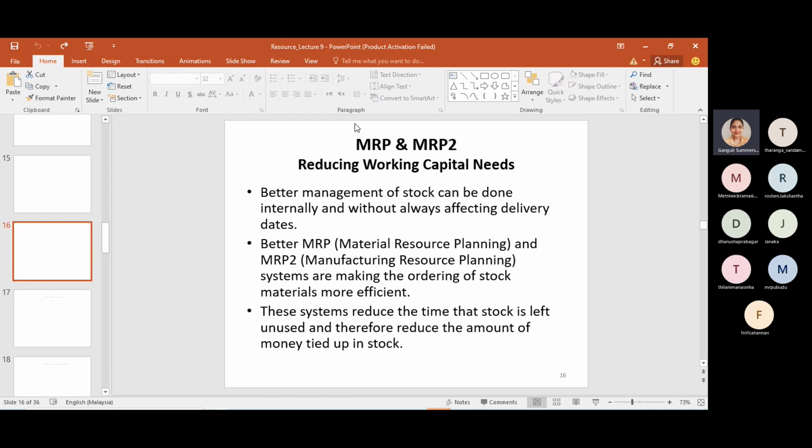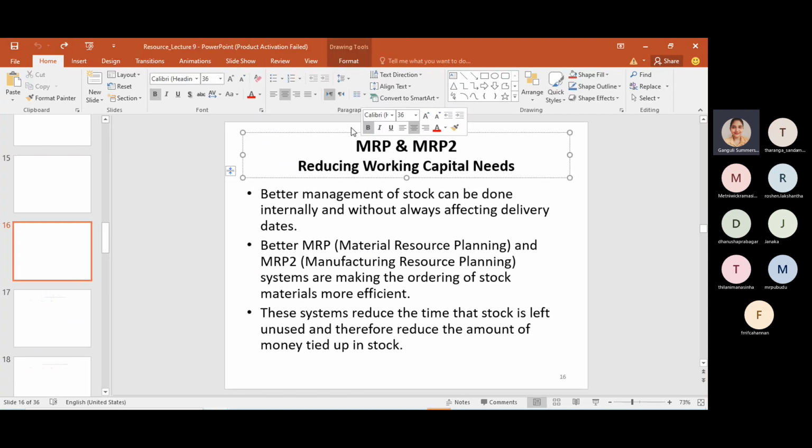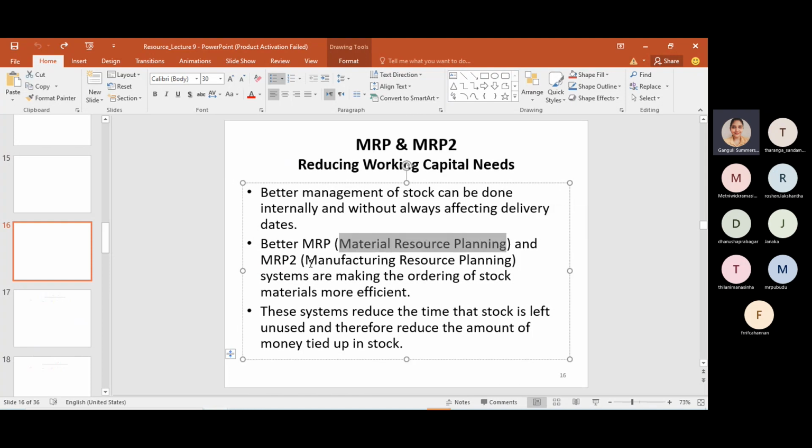Okay, and MRP and MRP2. So this is another strategy that we can follow to reduce our working capital needs. MRP means material resource planning and MRP2 means manufacturing resource planning.